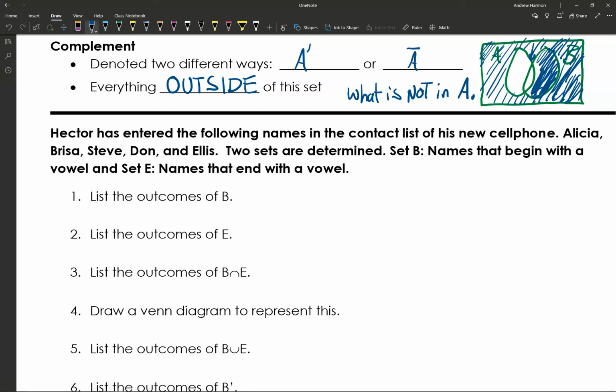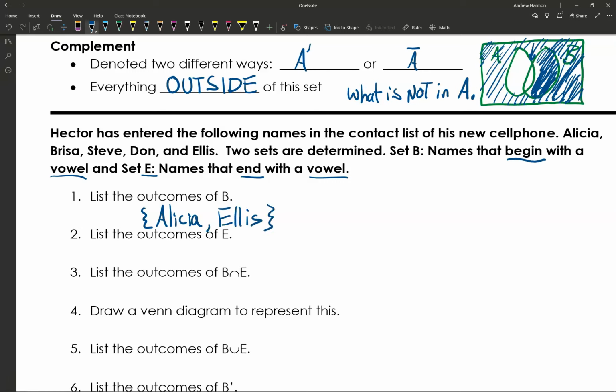He created two sets. One set he called B because those names began with a vowel, and the second set he called E because they ended with a vowel. So let's look at the list of outcomes for set B. What names begin with a vowel? So we have Alicia, that definitely begins with a vowel. I'm going to put a comma for the next element. Brissa does not begin with a vowel. Steve does not begin with a vowel. Dawn does not, but Ellis does. So we'll put Ellis in this set as well.